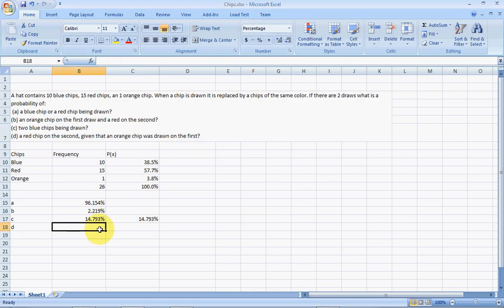And the probability of a red chip on the second draw, given an orange chip on the first draw, is not going to be the same as B. Since they're independent events, it's going to be 0, so there's 0% chance that can happen, because we actually can't do it.